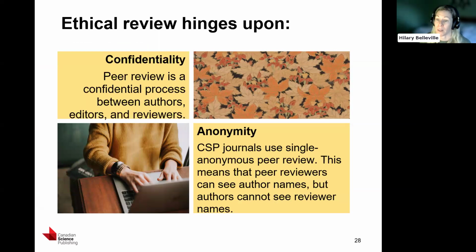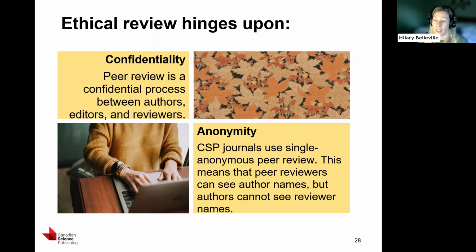The most common model of peer review today is what we call single anonymous. CSP journals, for the most part, use single anonymous peer review. So it's important that both the manuscripts under review and peer reviewer names remain confidential. Manuscripts are considered confidential while in peer review. Reviewers should hold in confidence manuscripts they are sent, destroying any copies should they decline to review or once their reviews are complete. Don't share the article with anyone else.